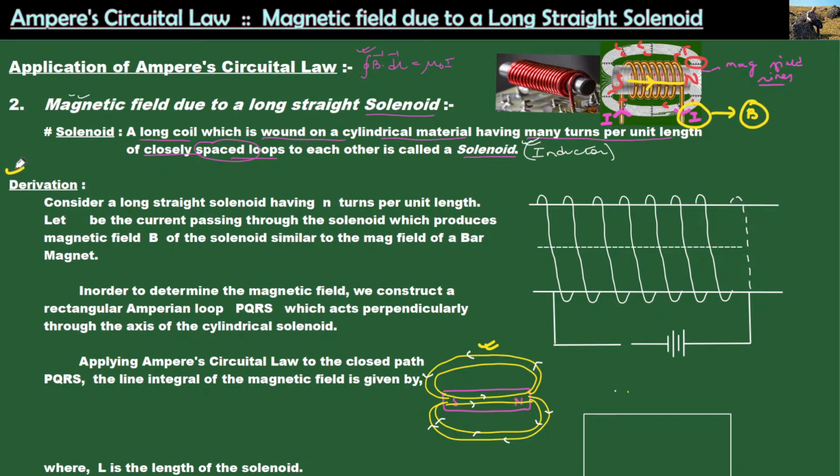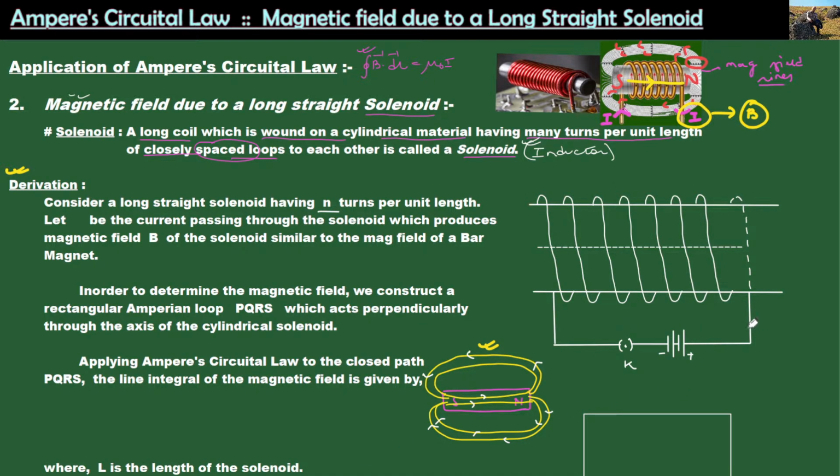Now let us move on to the derivation. Let us consider this current carrying solenoid, which will have many turns. So let the solenoid have n turns per unit length. In order to pass current, you should have a battery. This is the positive terminal of the battery, this is the negative terminal. We will put a one-way key, and once we insert the plug across this one-way key, we know that current will flow across that circuit.